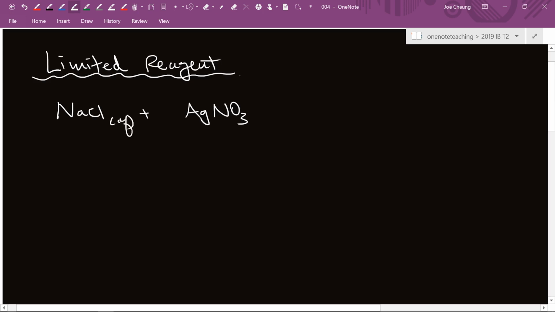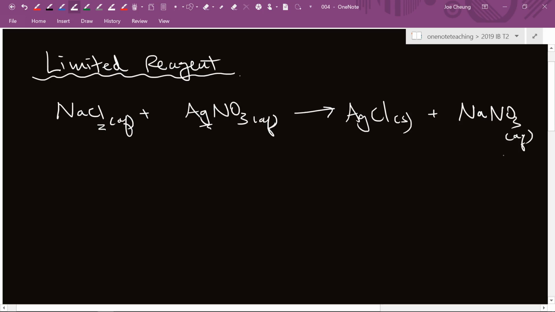With silver nitrate, the silver ions are going to react with the chloride ions, and when they react, a precipitate forms, silver chloride, and then we find sodium nitrate, which stays in aqueous form and dissolves in the solution. When you have this reaction take place, we notice one thing will react with the other. But the question we'd like to look at is, if I give you two different masses of the chemicals, which one would be the limiting reagent?